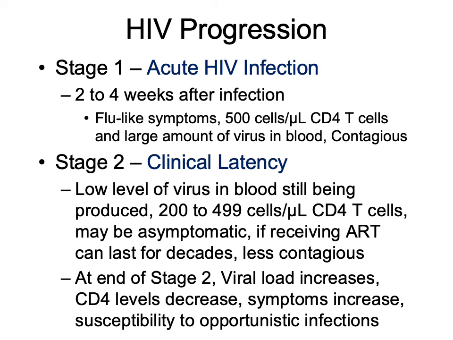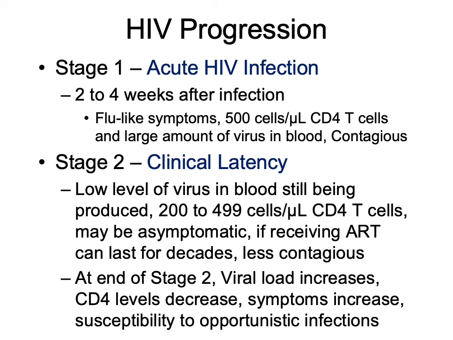Stage 2, HIV can go into a latent period. There is a lower amount of the virus in the blood, but it is still being produced and it is still targeting the CD4 T cells. CD4 T cells can reduce to around 200 at this stage. You can see that as this disease progresses, the CD4 T cells decrease.